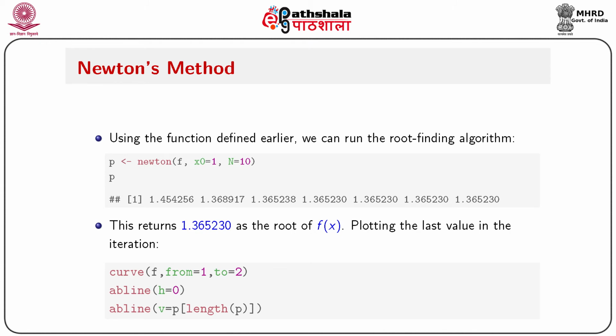So, Newton's method, using the function defined earlier, we can run the root finding algorithm. p equals Newton with x0 equals 1, the initial value, and n equals 10. The default values are there, I have specified them on my own. If you run that Newton function, you will get p, which gives 1.4, then 1.36, 1.36, 1.36, 1.36523. Now it converges to 1.36523, 0.